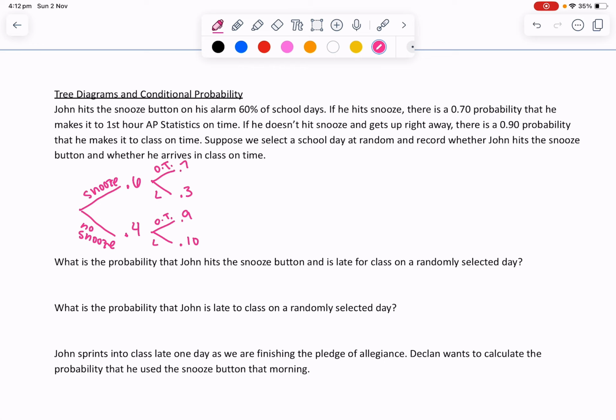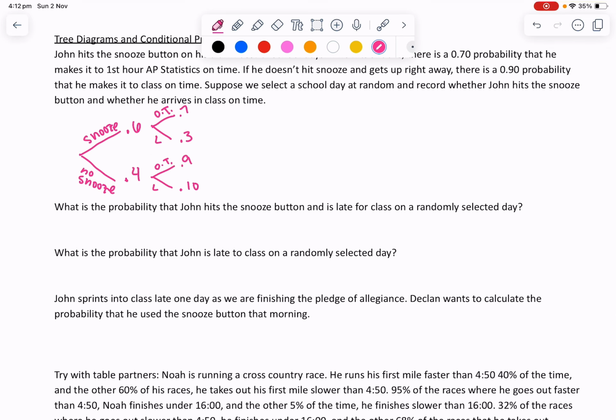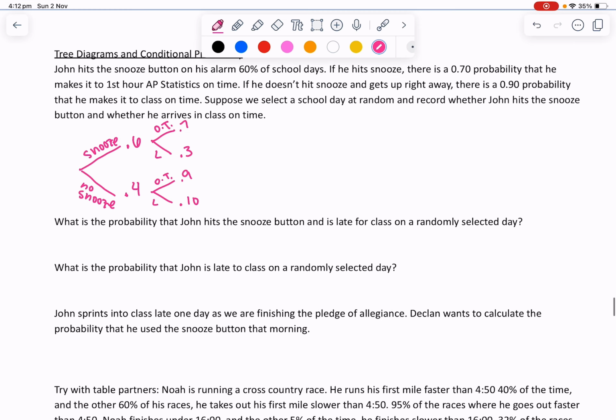Suppose we select a school day at random and record whether John hits the snooze button and whether he arrives in class on time. What is the probability that he hits snooze and is late for class on a randomly selected day? So hits snooze and is late. That is this path. So the probability of both of those things happening is 0.6 times 0.3, which is 0.18.